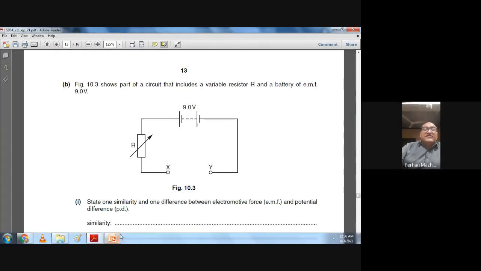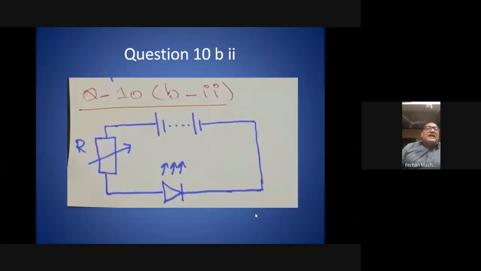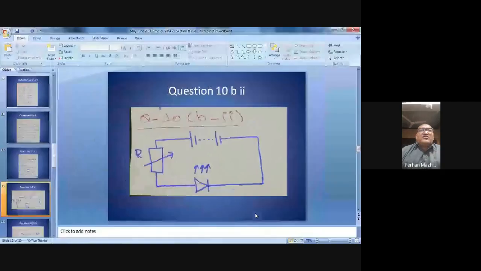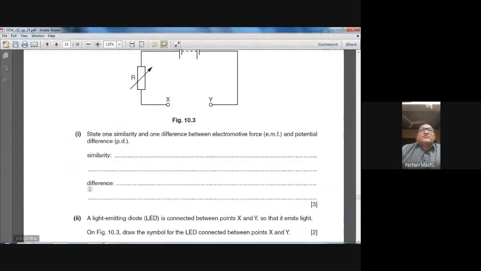I have written this answer. Let me show you my answer. On your screen, you can see I have drawn an LED symbol. It's a diode, and we make arrows of light coming out of it. So that represents a light emitting diode, LED. Hopefully, you have understood this. So let's move to the next question.